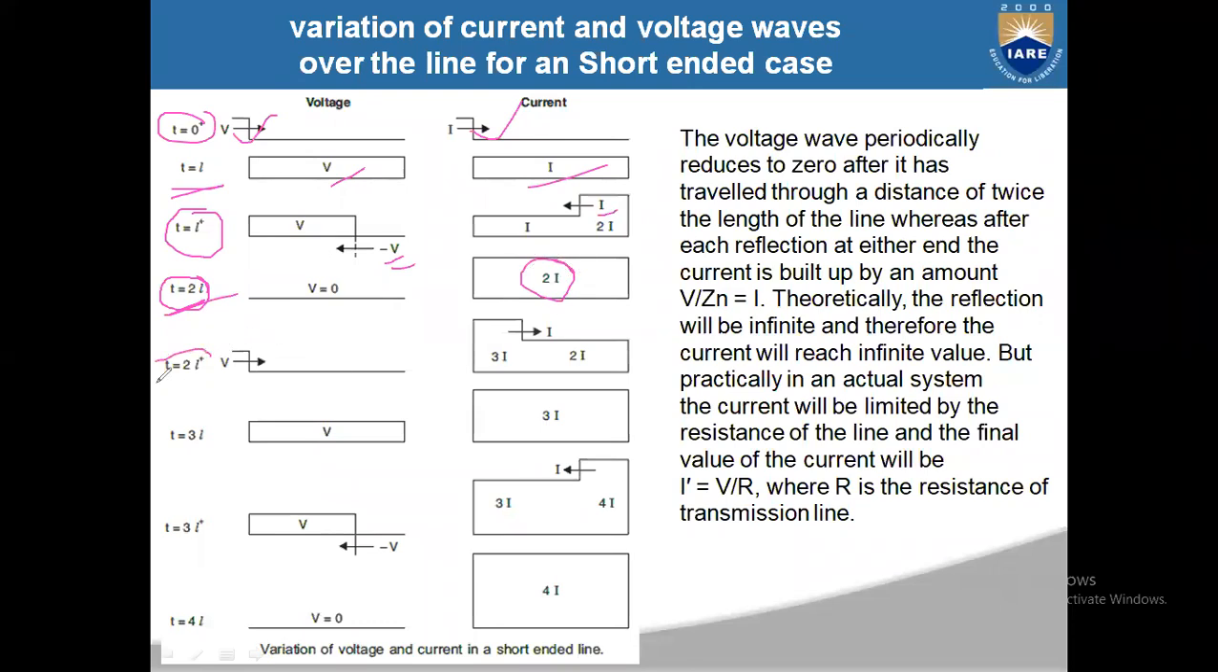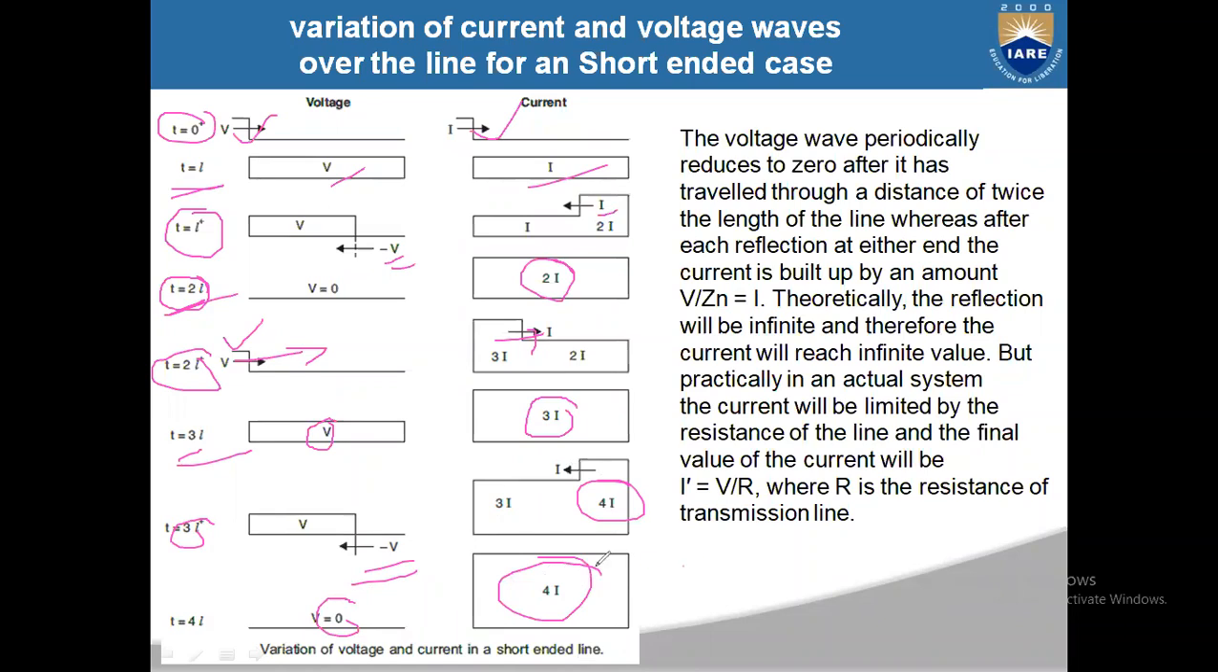Right? Then after 2L plus, again another voltage wave and current wave will travel towards the short circuited end. That means current will become 3I here, and it will travel towards the short circuited end. After 3L distance, voltage will be V only, and current will be total 3I. And after 3L plus, again a voltage with negative sign will be reflected and a current with positive sign will be there. So the current will become 4I, and voltage again becomes 0.